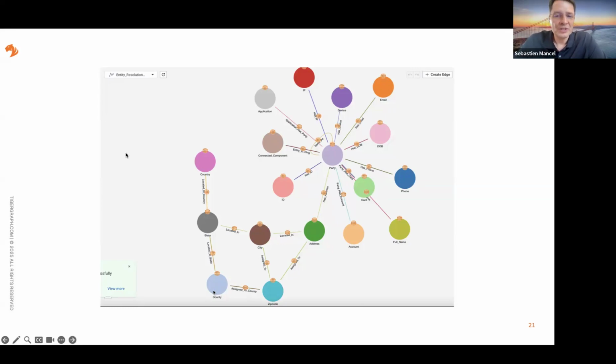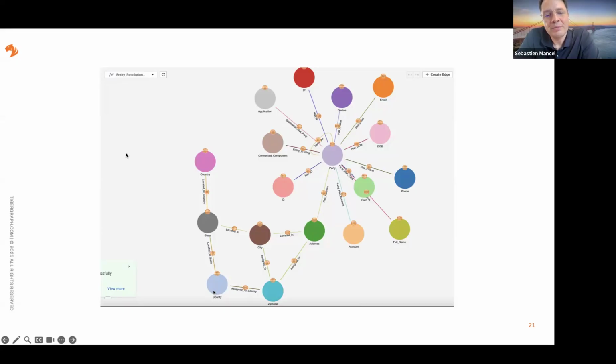Now, one important feature of this kit is that it supports incremental and online entity resolution. So what this means is that organizations can continuously update and maintain accurate customer records.